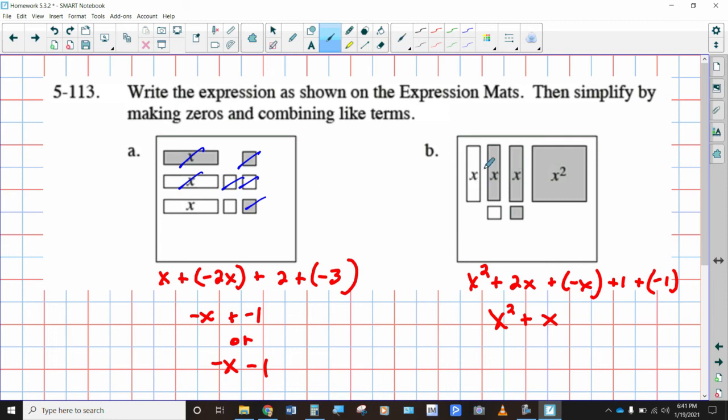Here you got 2 x's and a negative x, so the x and the negative x cancel out to make that just 1x. The x squared has no one to combine with, so it's going to stay as x squared, and then the 1 and the negative 1 cancel each other out, so we end up with a final answer of x squared plus x.